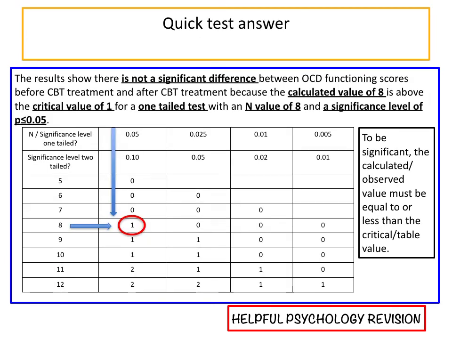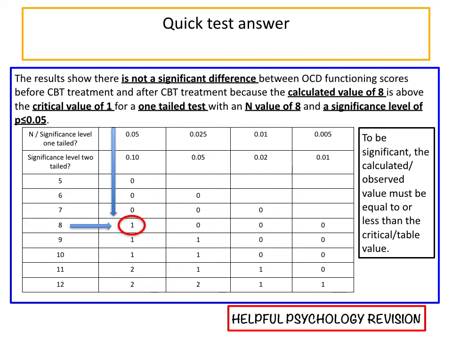So, the quick test answer. The results show that there is not a significant difference between OCD functioning scores before CBT treatment and after CBT treatment because the calculated value of 8, and that's the calculated sign test value of 8, is above the critical value of 1. Now I've shown you with the arrows and the red circle how I've got to that value.